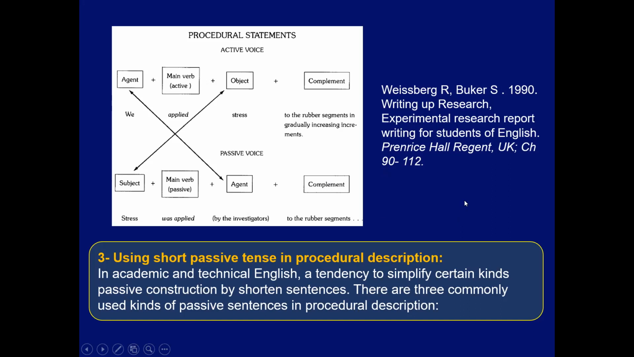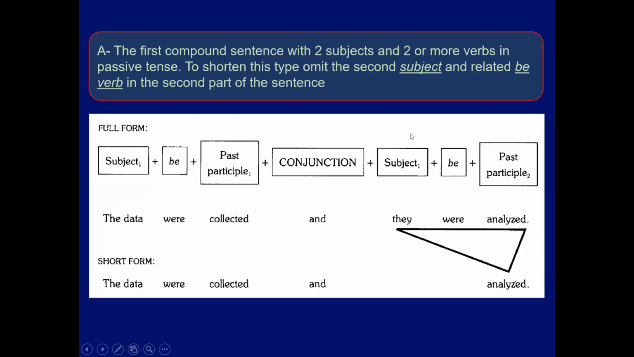Any one of them will represent the correct one and right one, but it depends on your preference and on the style of that sentence within that paragraph. Number one, the first compound sentence.